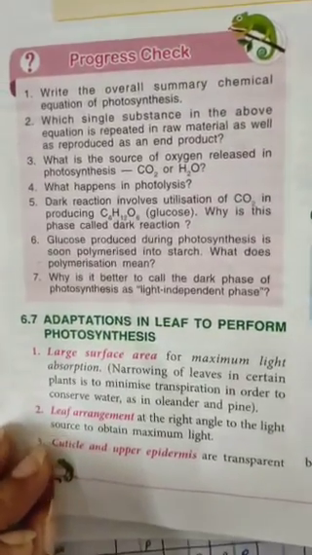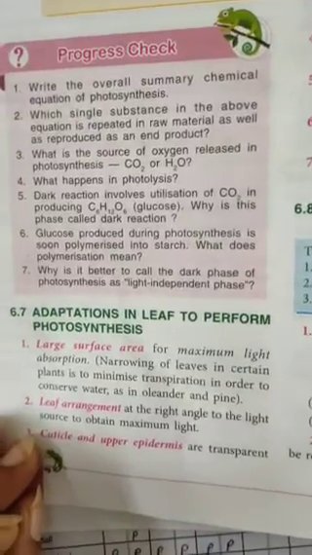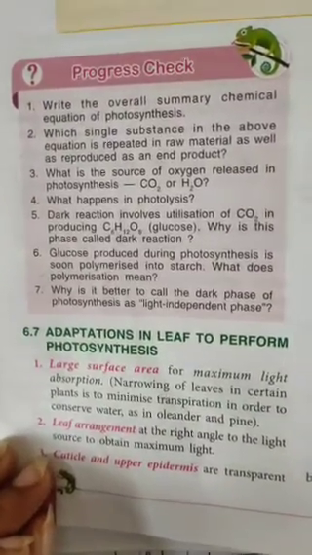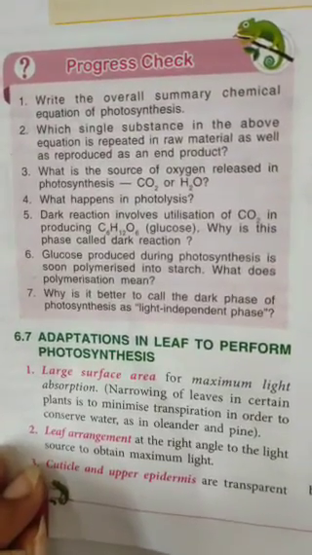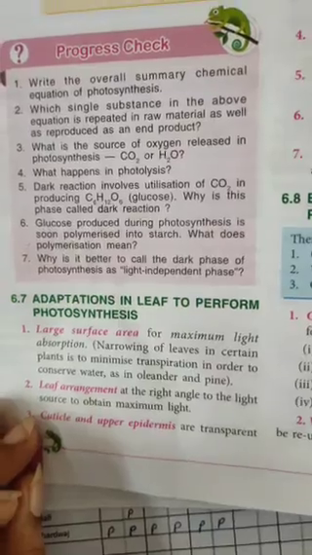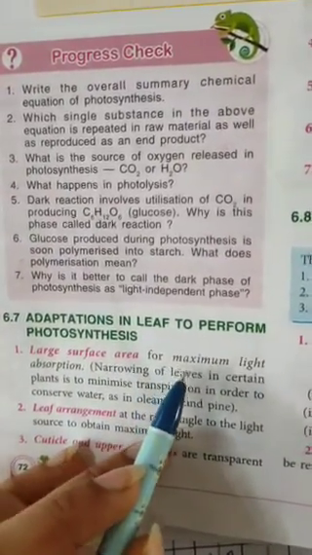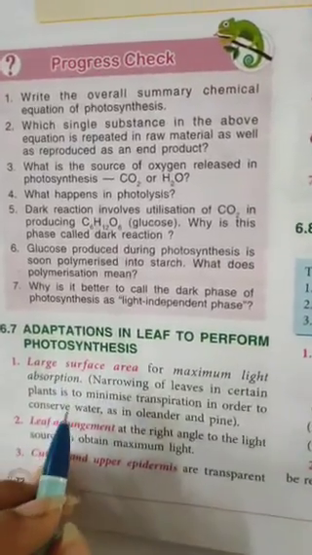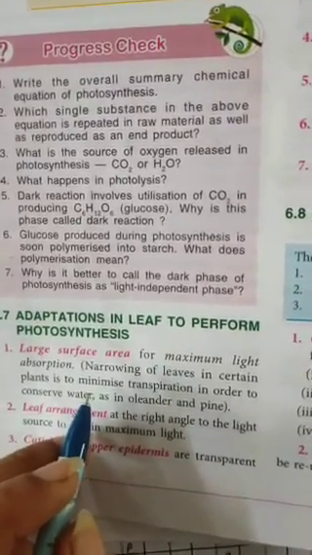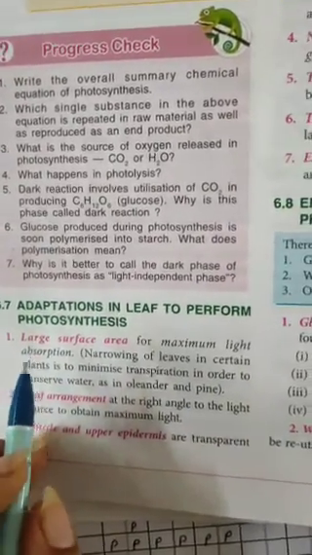Next we have adaptations in leaf to perform photosynthesis. That means the changes or modifications in the leaf by which maximum photosynthesis can occur. Right, first we have large surface area. So maximum surface area will be there, so maximum light will be absorbed, and due to this the rate of photosynthesis will be more. So for that, leaves should be broad and wider.